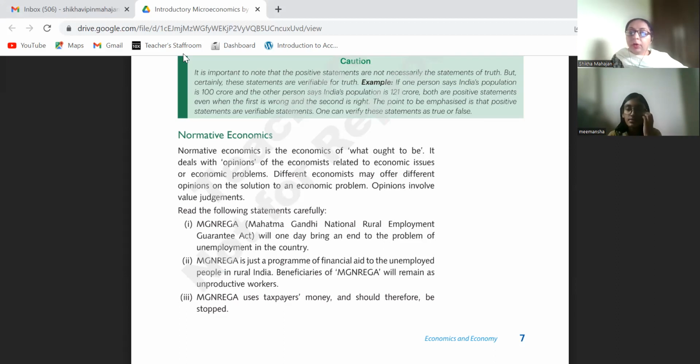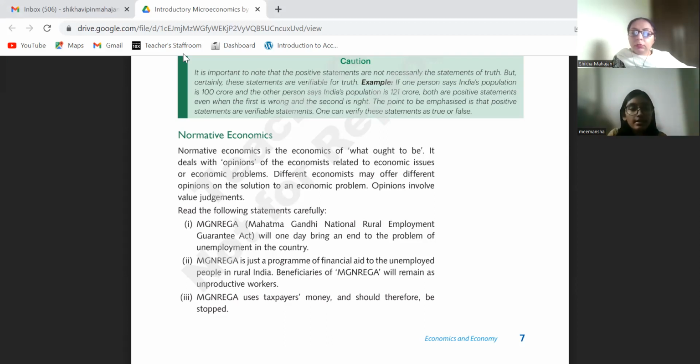And the last point that we discussed, what positive economics does not include is included in normative economics: that there are so many economists in our economy and they have different viewpoints. They have different judgments, right? Now read the following statements.